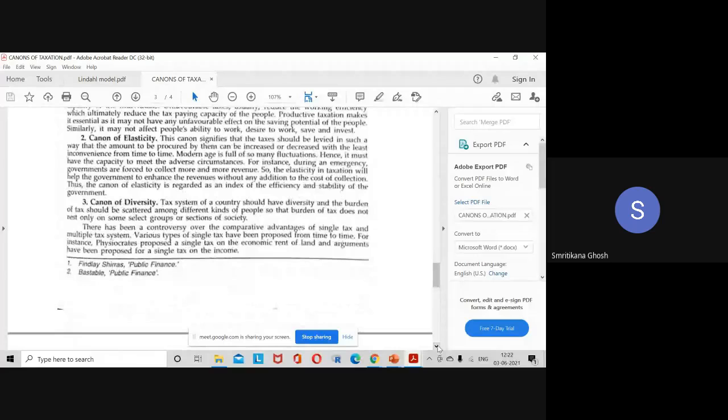Canon of diversity. Diversity means when the government is going to earn from tax revenue, the tax should be imposed on several areas.